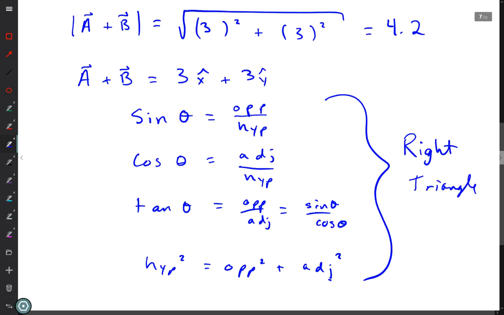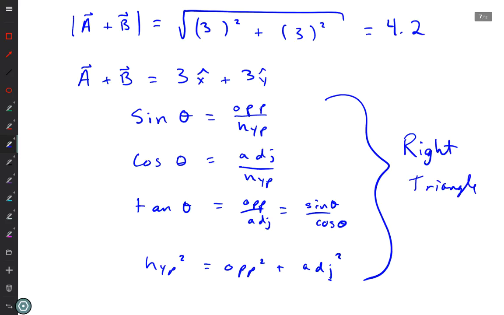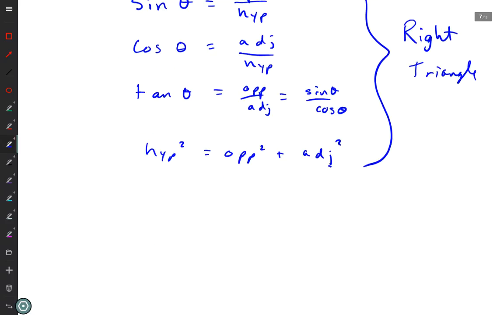In fact, the hypotenuse, I believe, is only defined for a right triangle. The hypotenuse is the side opposite to the 90-degree angle. So if it's not a right triangle, you can't use these. There are other laws you can use. You can use the law of sines, the law of cosines.